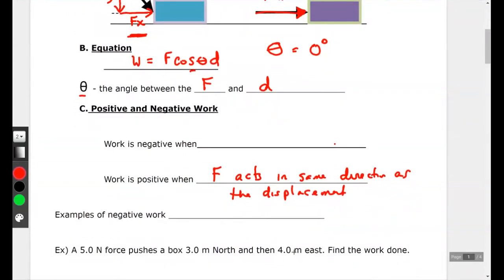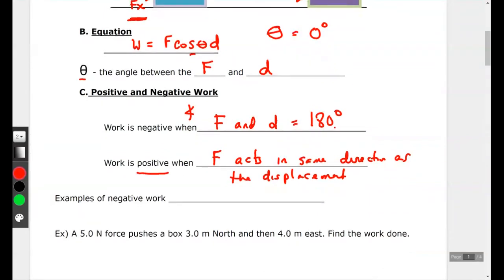Work is negative when the angle between force and displacement is 180. This is not complicated. If I threw a baseball at you, your mitt would do negative work because the baseball is going towards you, but the force of the mitt is in the opposite direction. When the force and displacement are opposite, 180 degrees, we say that negative work is being done. When the force acts in the same direction as the displacement, like when you throw the baseball, you're doing positive work. Your force is in the same direction as the motion.